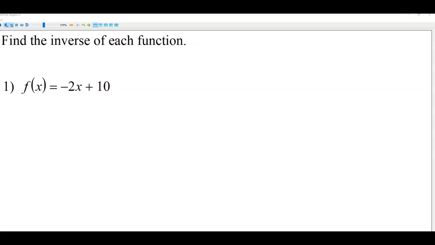All right, let's go over your Unit 10 Quiz 1 study guide. I'll do the even ones. Here we go. All right, so the first thing we want to do is find an inverse.